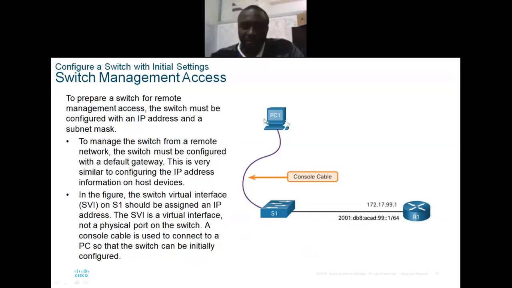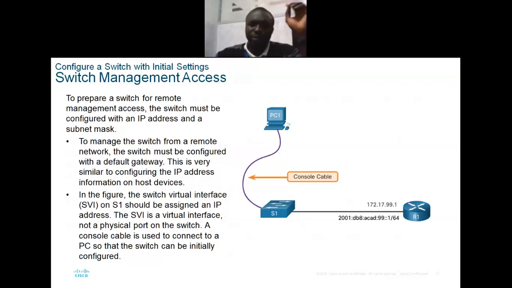I have my PC here. I have my switch here. I use the console cable. Okay. And then this is a router. Once we come to talk about the router, I'll talk about it. This is a router. So I have my switch, my PC, my switch. Then I use my console cable to enter. To manage a switch from a remote network, the switch must be configured with a default gateway.